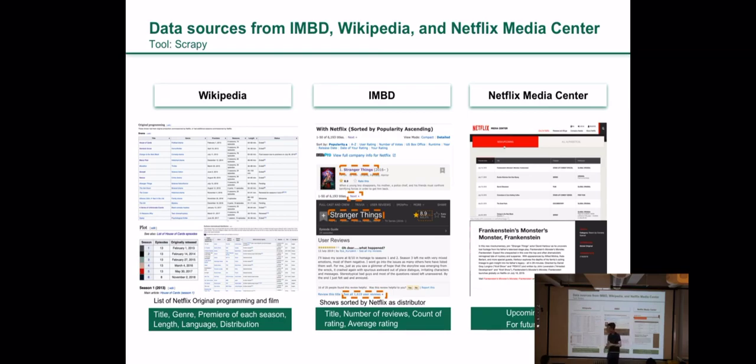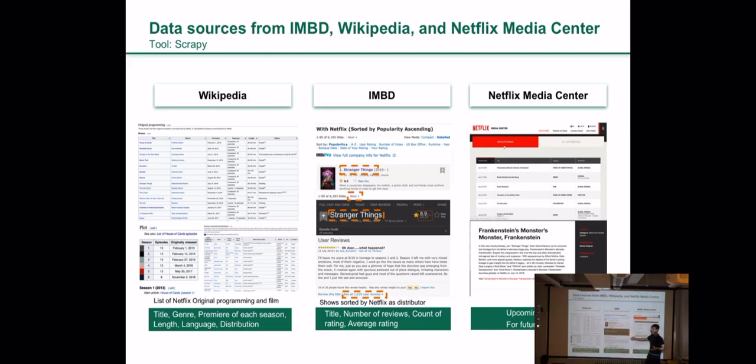At the very beginning, I thought that as well. But actually, I found out there are so many tables on this website with different formats, especially the order of each column was different. I will introduce the challenges that I met when I was crawling those data later. I got variables like title, genre, premiere of each season, length, language, and distribution from Wikipedia.